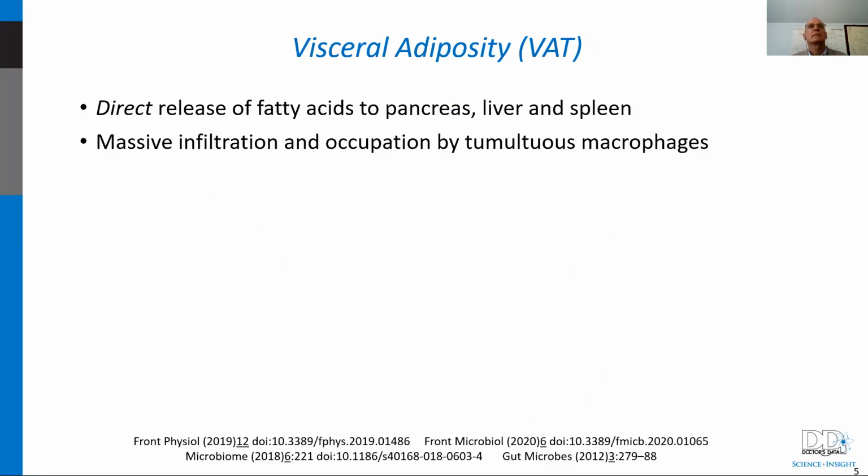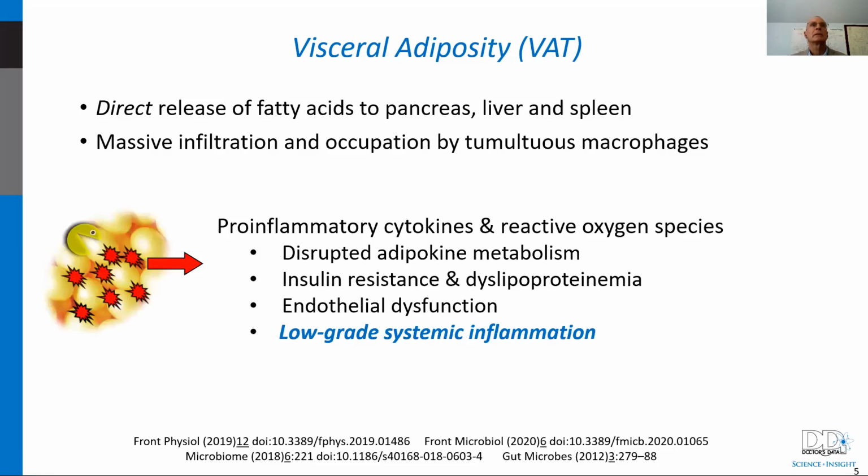Now, visceral adiposity is problematic in that it directly releases fatty acids to key organs like the pancreas and the liver. But we have, again, this massive infiltration and occupation by these tumultuous macrophages and other immune cells. This is particularly predominant in VAT, visceral adipose tissue. These macrophages become resident. They secrete pro-inflammatory cytokines and reactive oxygen species, which disrupt adipokine metabolism and cause insulin resistance, dyslipidemia, endothelial dysfunction, and low-grade systemic inflammation just by their presence.